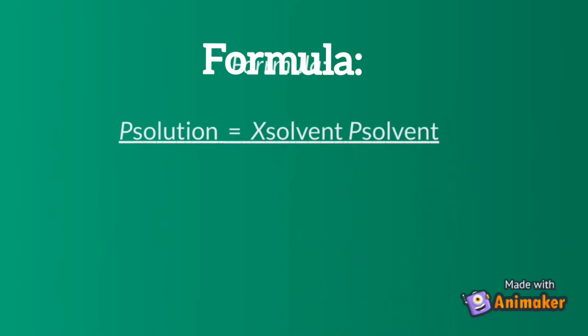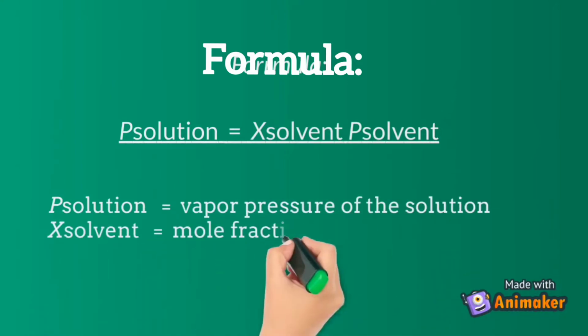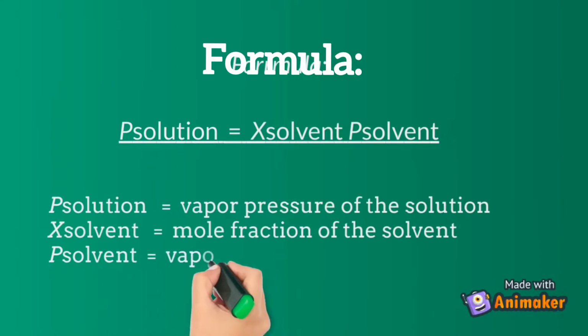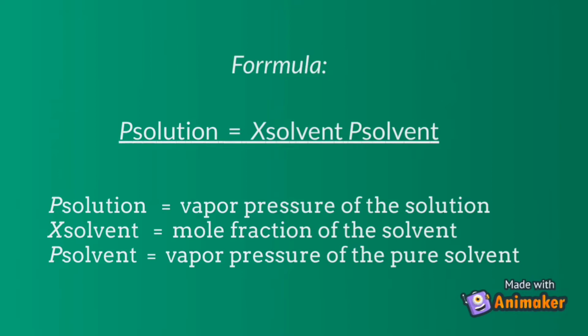Our P solution is the vapor pressure of the solution, and our X solvent is the mole fraction of the solvent, and our P solvent is the vapor pressure of the pure solvent. So, ang kailangan natin kunin dito ay ang vapor pressure ng ating solution sa pamamagitan ng ating X solvent at ang ating P solvent. And the vapor pressure is a colligative property, so the vapor pressure of a solution is directly proportional to the amount of solute present in a solution.